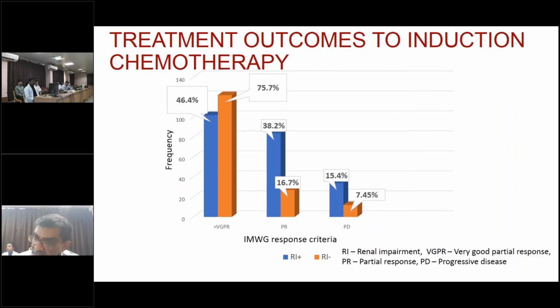And ideally one could see that in those patients without renal impairment the degree of very good partial response, as defined by more than 90% reduction in M protein, is quite higher, and comparatively it is less in those patients with renal impairment, probably because of the non-permissive clinical situation where we are not able to deliver full dose chemotherapy to those patients who are presenting with renal impairment. And accordingly, the degree of progressive disease is also high in those patients with renal impairment.